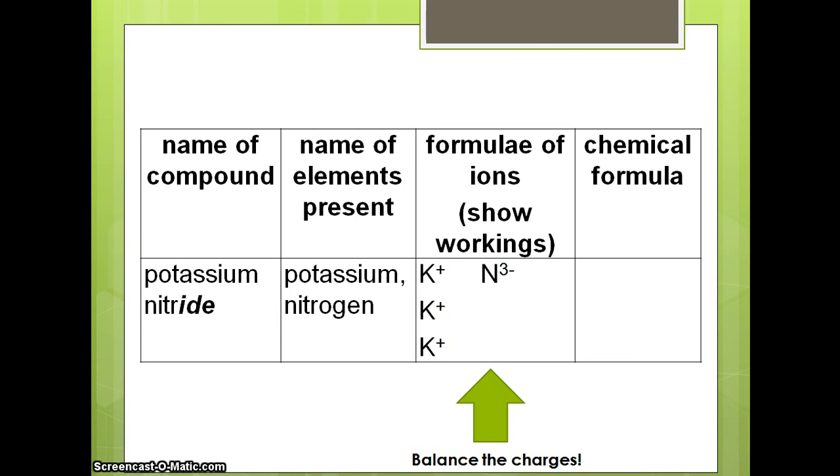At this point, again, we have to balance the charges. So in this case, you will have 3 potassium ion to balance the charges on the nitrite ion. So the chemical formula for potassium nitrite would be K3N.